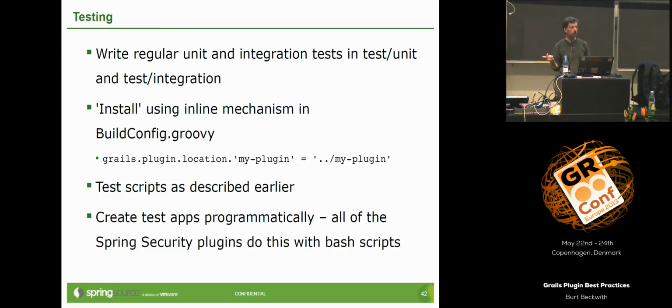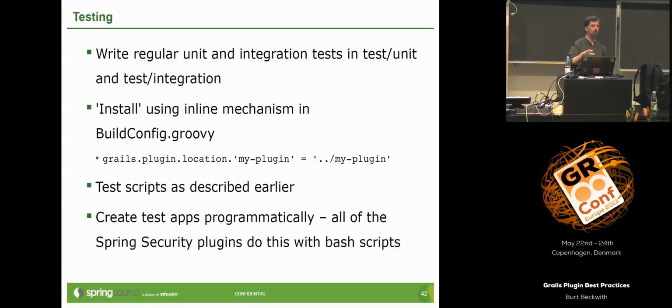So the Spring Security plugins, security I think is really important. So every release I do, I create all these test apps because there's way too much to do manually. And all these have to be functional tests, right? I can't do integration tests for security because I need a real server running. I need real requests. I need filters. I need all that stuff.